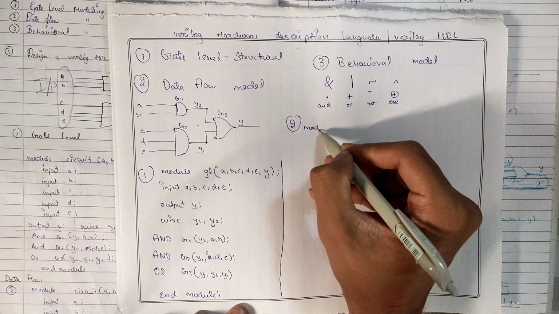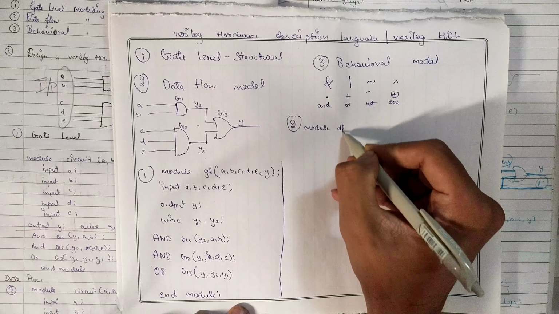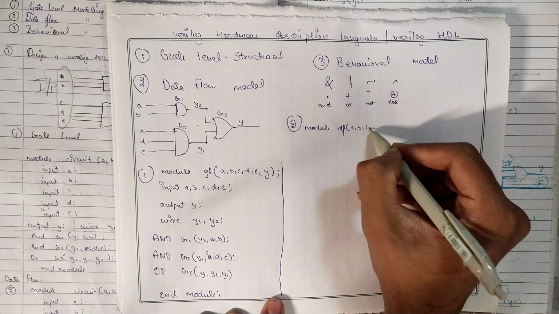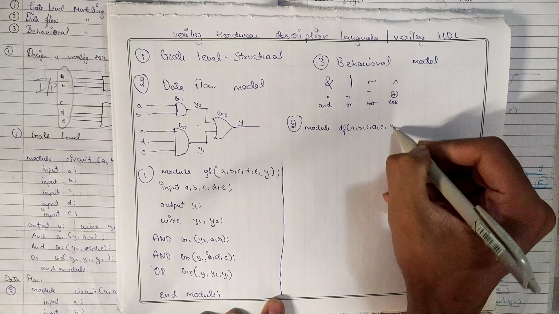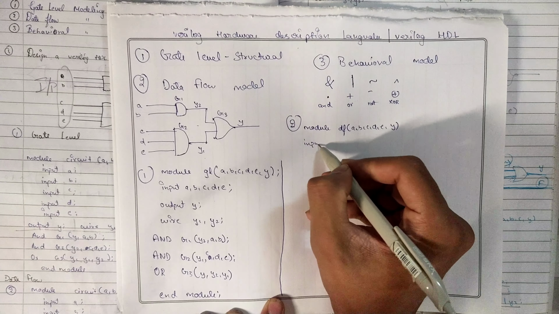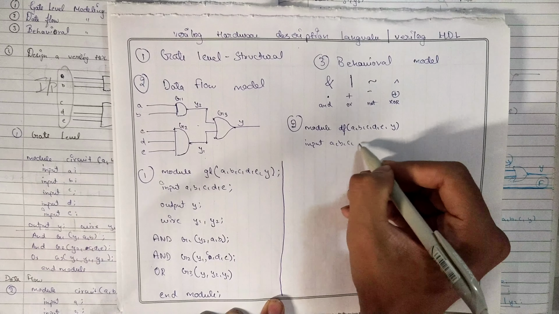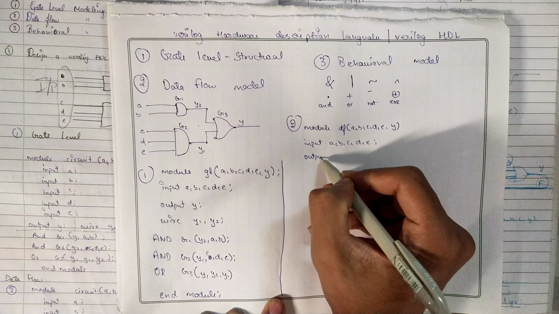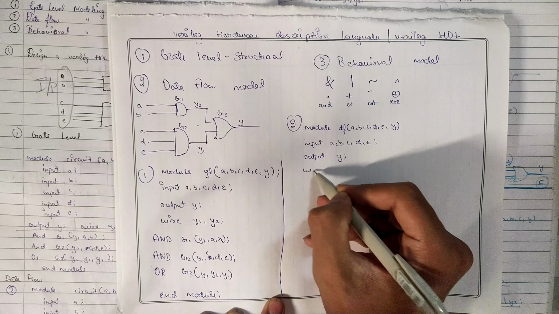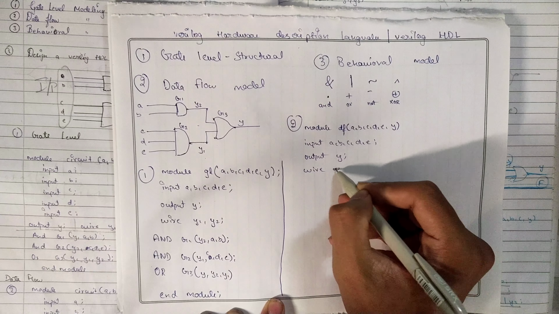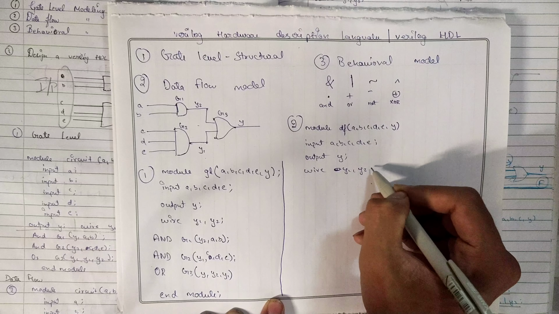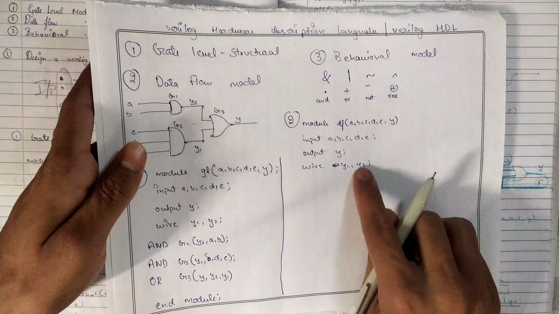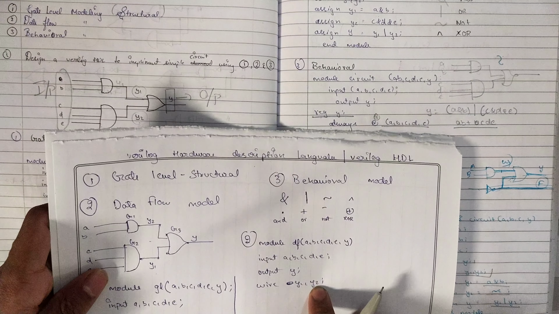So, what we will do again, module, I will write df for data flow. You can write anything over there. Same again you have to write A comma B comma C comma D comma E comma Y. Again input A comma B comma C comma D comma E, close it, output Y, close it, wire Y1 comma Y2, that is it, close it. Now, see here, this thing was same.